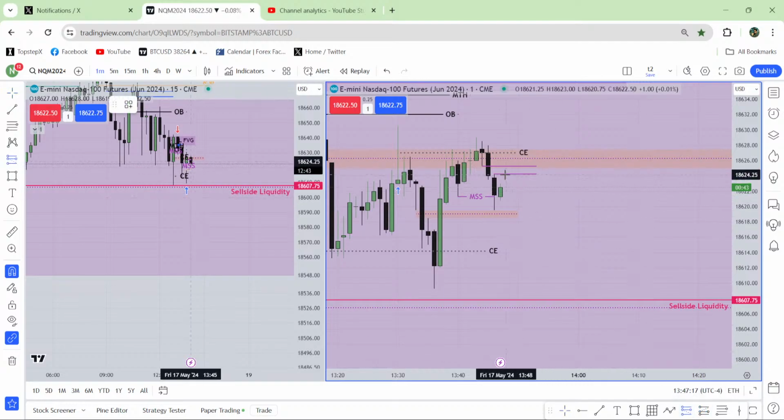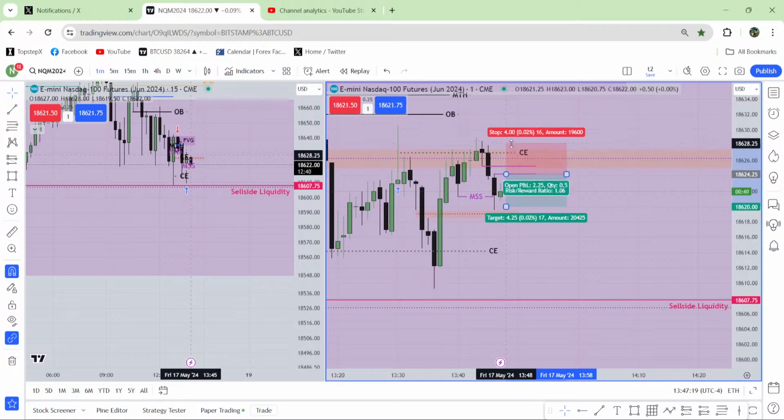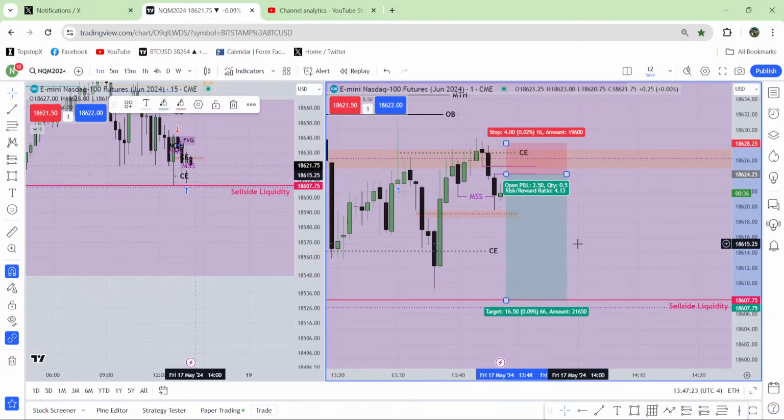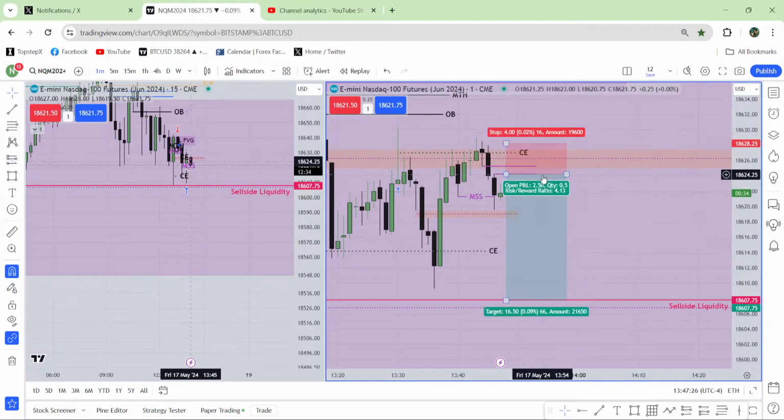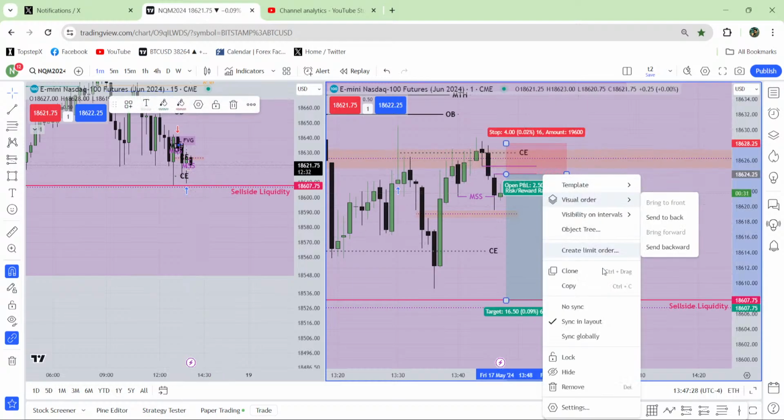Actually, let me check what the risk to reward is. Four handle. I guess not bad. Four handle is cool, right? If I get a four handle loss, nothing.